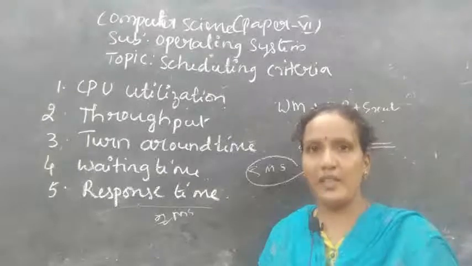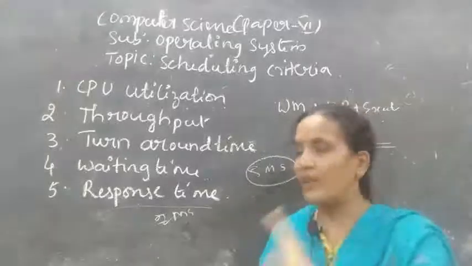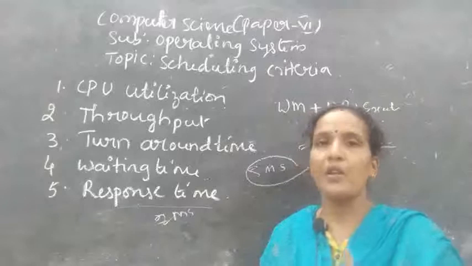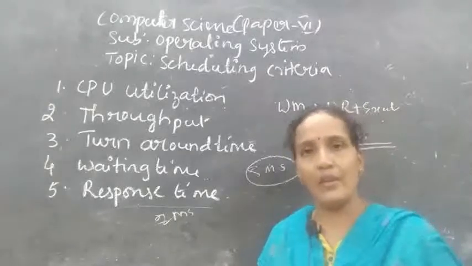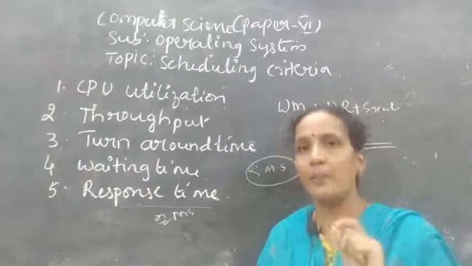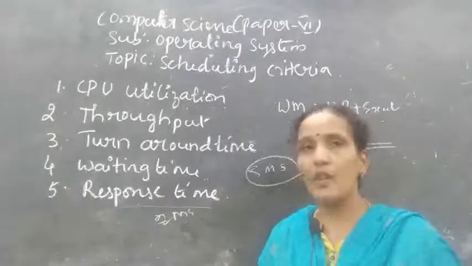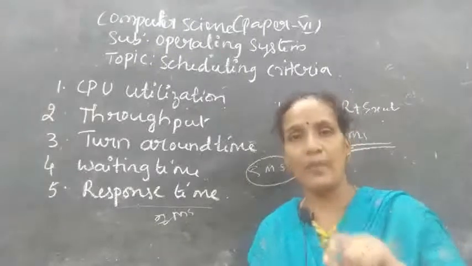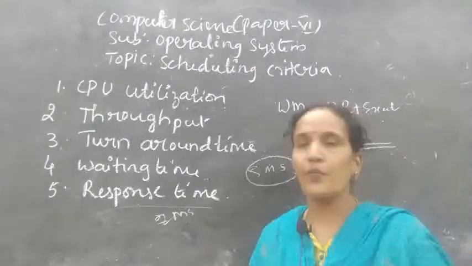So whenever you are selecting any algorithm, it should satisfy all these 5 factors, and these come under the scheduling criteria. The first one is CPU utilization, which means whatever algorithm you select should always keep the CPU busy. That is the first factor. The second one is throughput, which means in a given time, how many processes are executed inside the CPU.